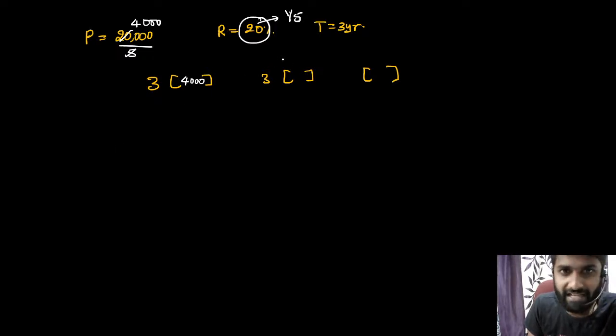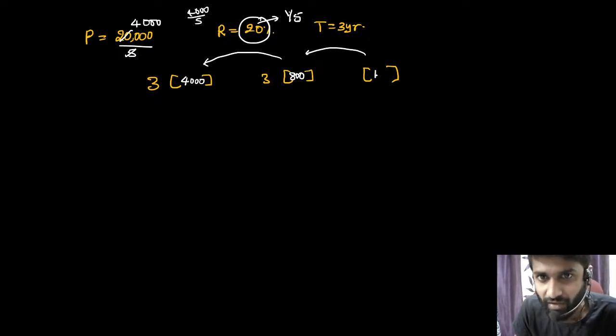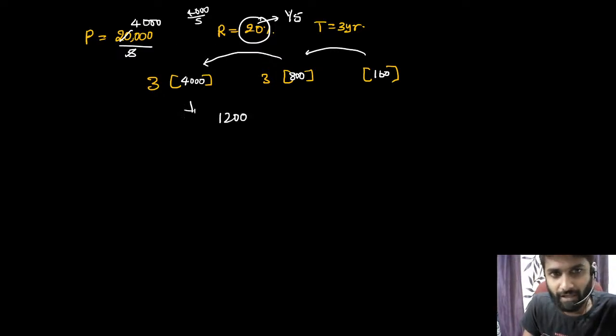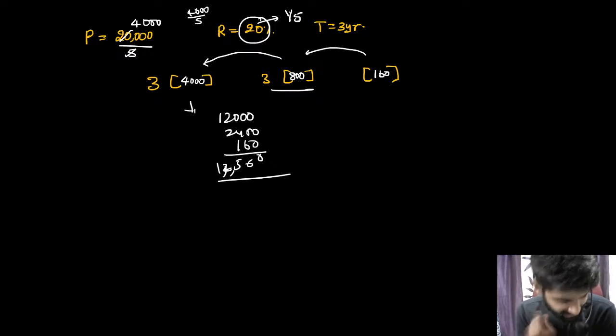Now again, the next box is based on 1/5 of 4,000. 1/5 of 4,000 means 4,000 divided by 5. The value becomes 800. Again, this box represents 1 by 5th of 800, which is 160. Now the interest for this calculation is exactly equal to 12,000 plus 2,400 plus 160. Now the answer becomes exactly 14,560 rupees. Is it clear, everyone?